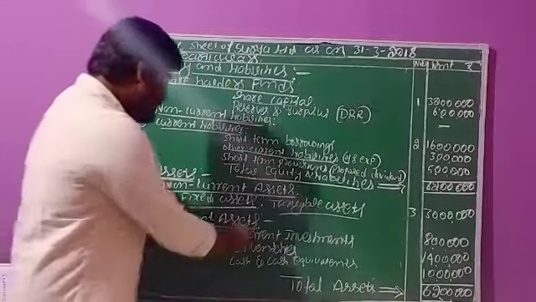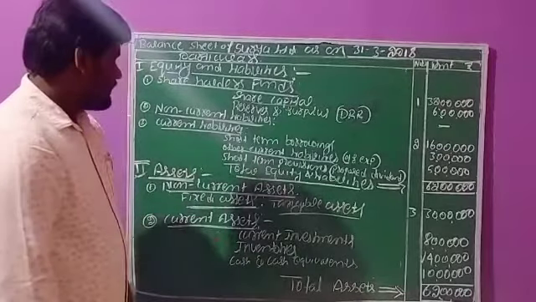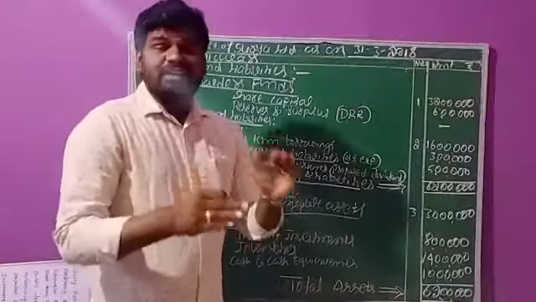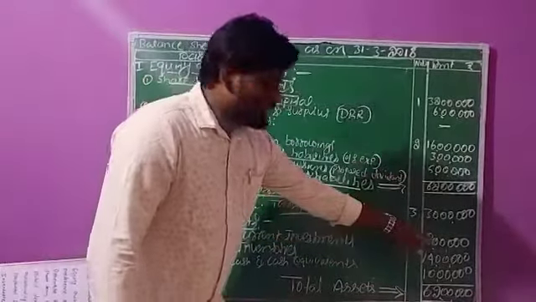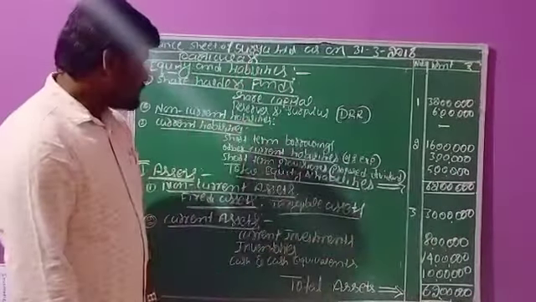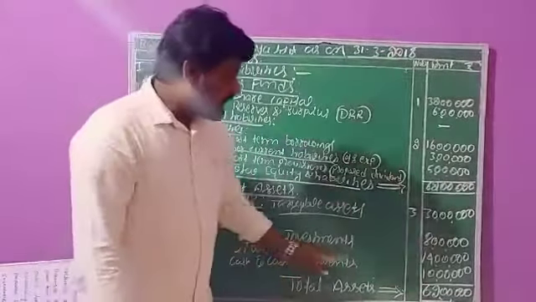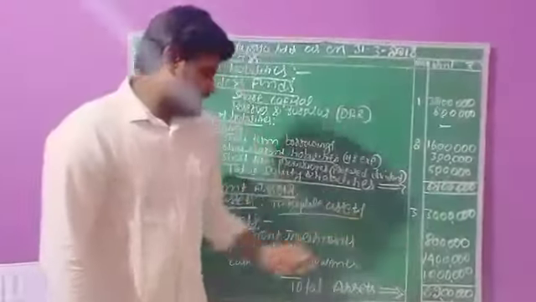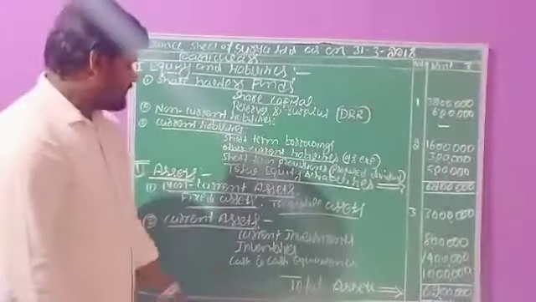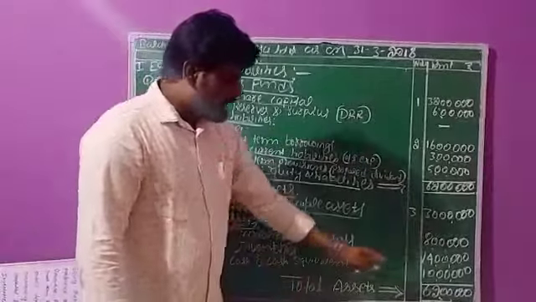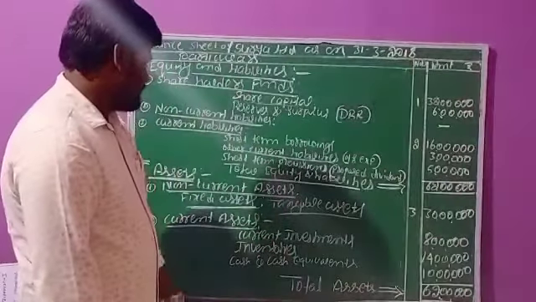The next one, current assets. This is the second type of asset. Under the current assets, the first one, current investments, they directly gave in the question. The current investments are 8 lakhs rupees. The next one, inventories. Inventories means nothing but stock. The stock value is 14 lakhs rupees. And cash balance they have given. Cash balance is nothing but cash and cash equivalents, totally 10 lakhs rupees. So this is some information regarding these assets.